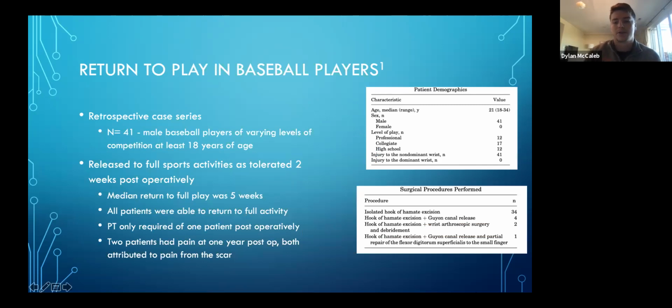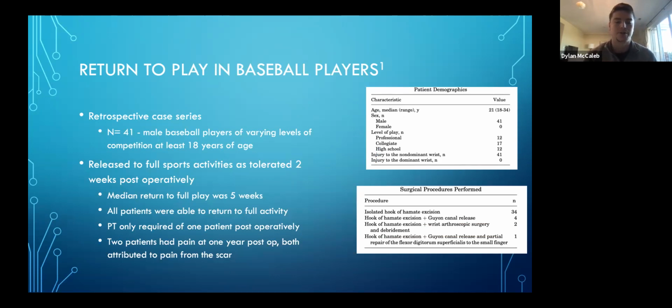So considering both operative and non-operative treatment plans were fairly equivocal, I wanted to look more into parameters of the patient we had. He wanted to get back to playing baseball fairly quickly. So I looked at a study that specifically looked at baseball players returning from this injury.